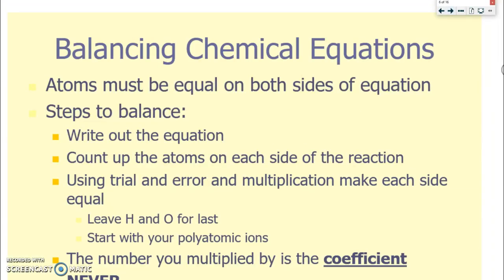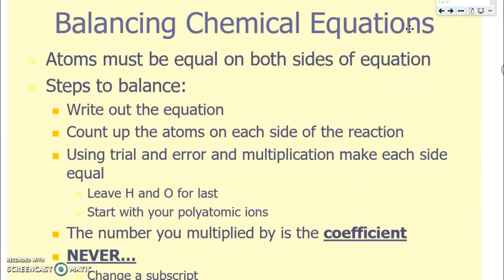Next, we're going to talk about how to balance chemical equations. There are lots of different ways to do this and lots of different methods. Feel free to balance however you see fit. Okay, I will show you one way, and there are many others out there as well.